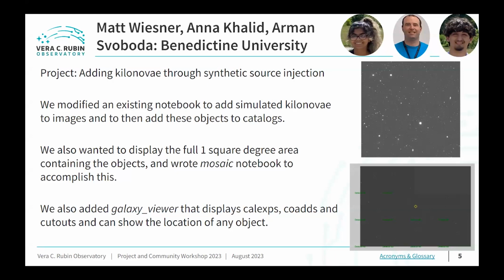We were also interested in trying to display a full square degree. That's about 21 chips we wanted to display. So we put together a notebook to display multiple chips simultaneously. We called that Mosaic. And we also practiced with this thing we called Galaxy Viewer, different ways of viewing either a single calibrated exposure or a single visit image or a coadd, and trying to also view a cutout together. So these are all things we worked on.